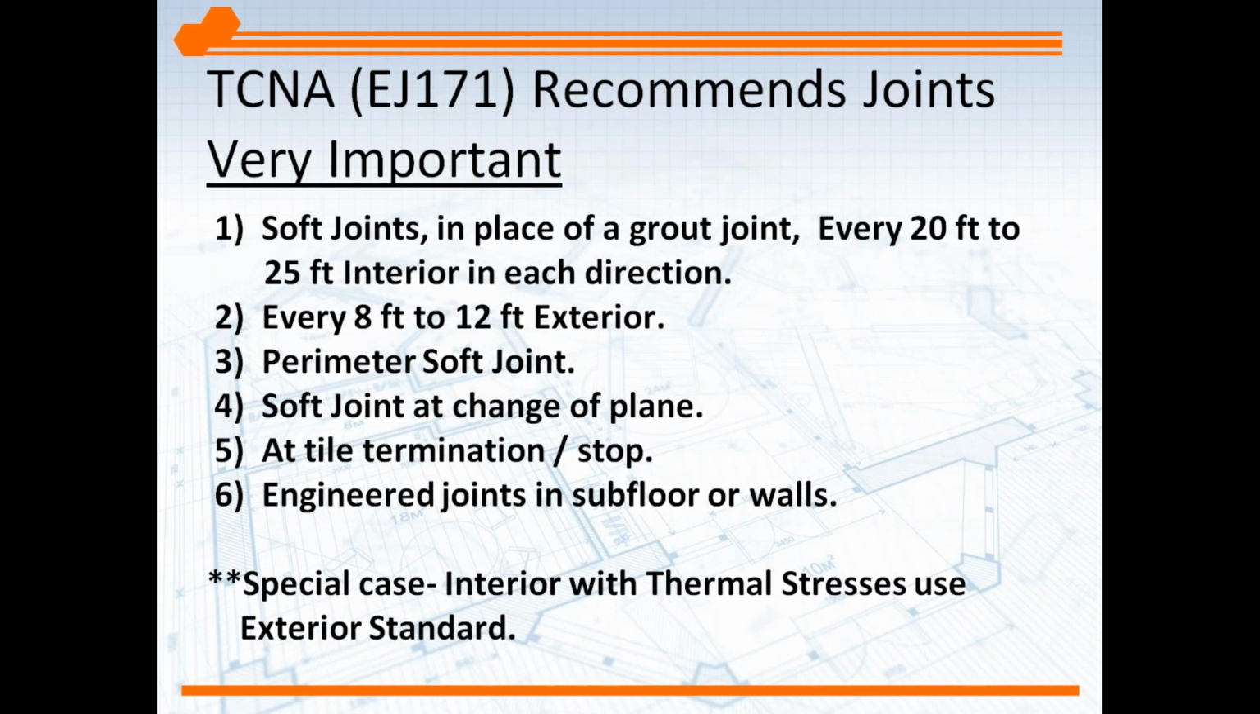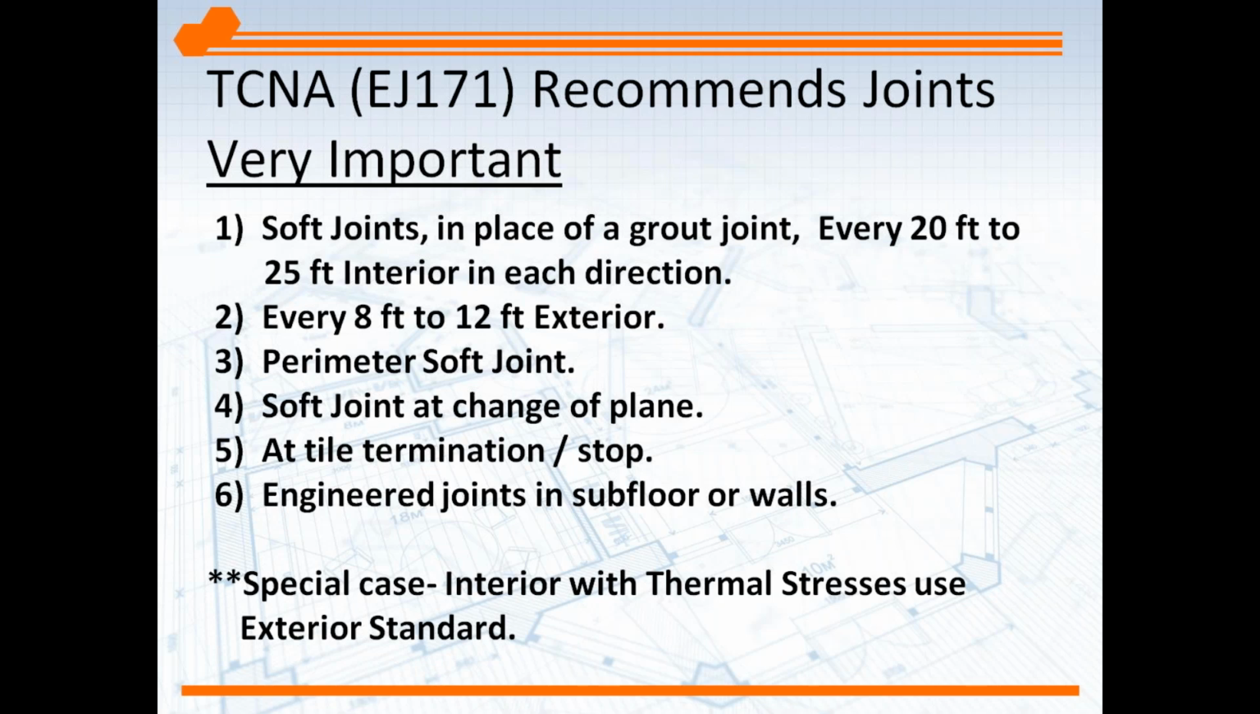Add a termination or stop. Well, that's very similar to the perimeter joint, right? Wherever the tile butts up against something, we don't want to butt it directly to it. We need a joint there to allow for movement. And engineered joints in the subfloors and walls. This is huge. If your substrate, whether it be a concrete floor or a wall, has an engineered joint, in other words, a joint that's there because the two products are meant to move, the two slabs or walls are meant to move independently, even if a little. You need to honor that joint directly up through the tile. Okay, I have a picture of this coming up if I'm not explaining it well.